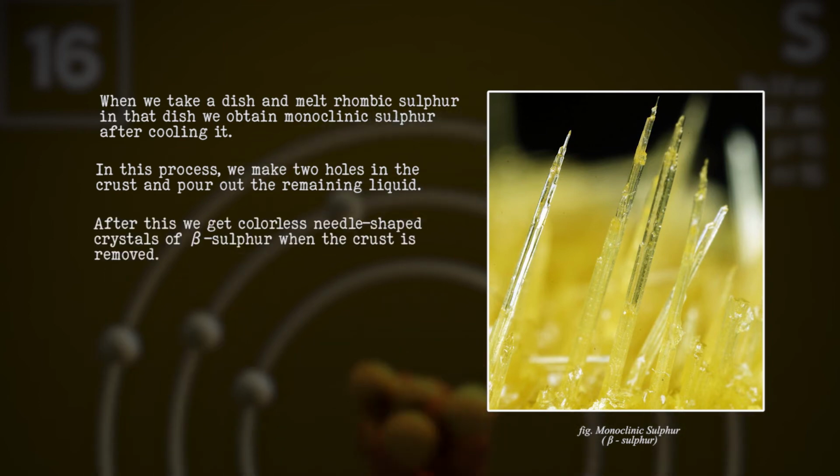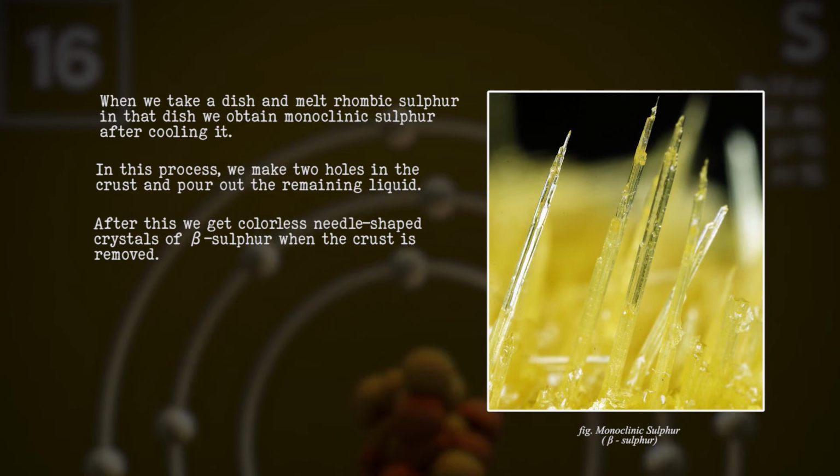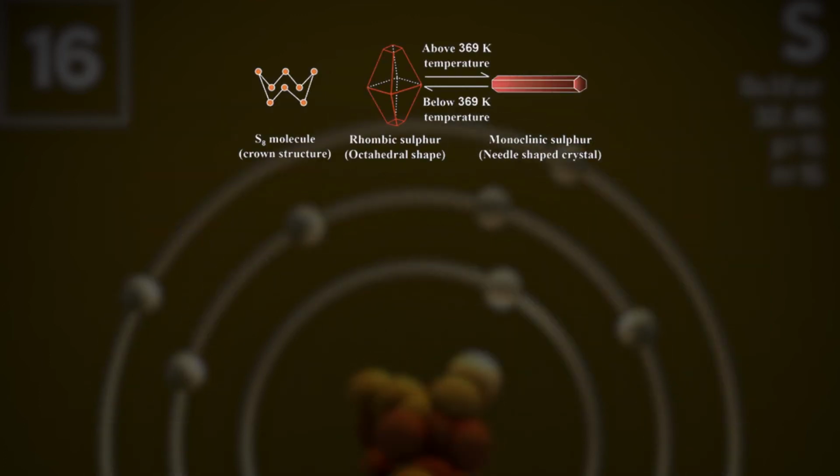After this we get colorless needle shaped crystals of beta sulfur. Beta sulfur लाई नै monoclinic sulfur भनिन्छ. And it is needle shaped crystals.